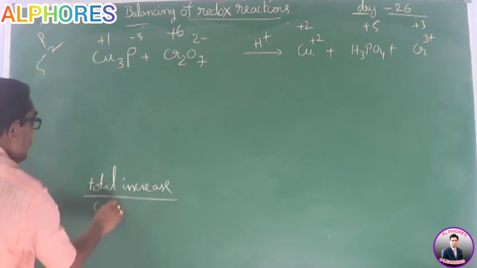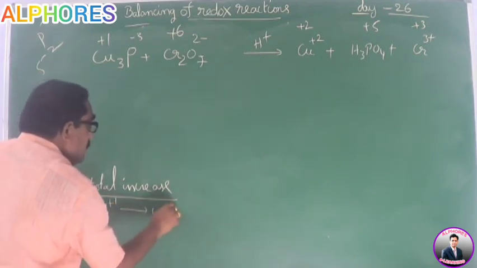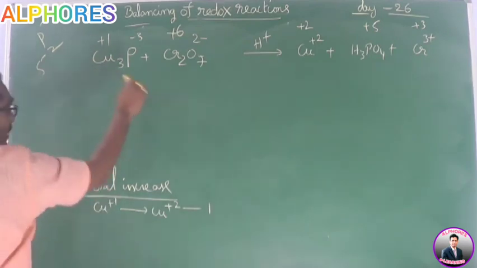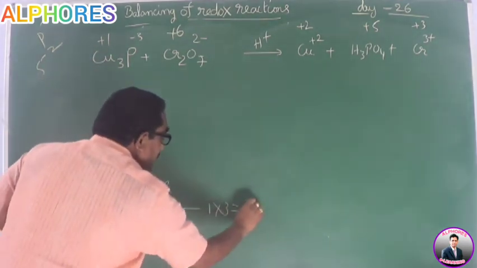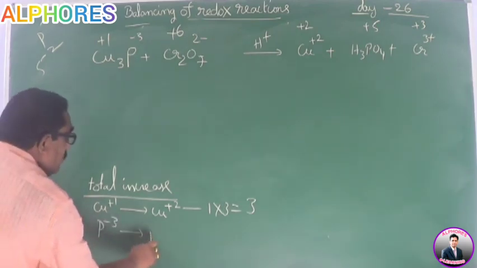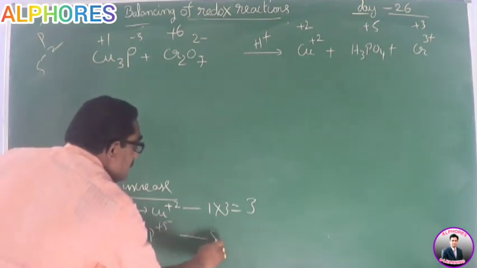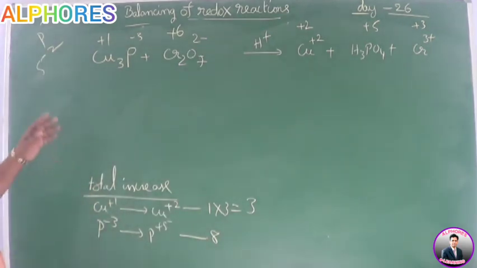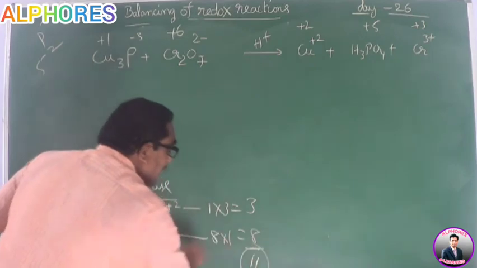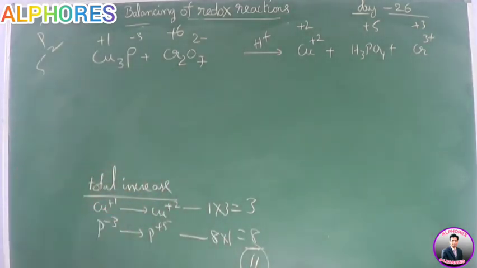Copper goes from plus 1 to plus 2, an increase of 1. Three such coppers are there, so the total change to consider is 3. Phosphorus goes from minus 3 to plus 5, a change of 8, with only one phosphorus. Total increase is 11.